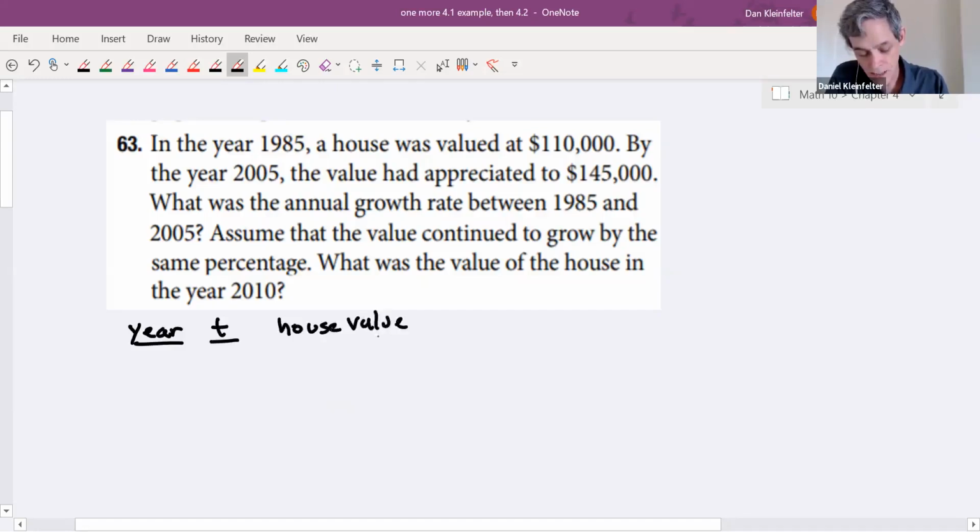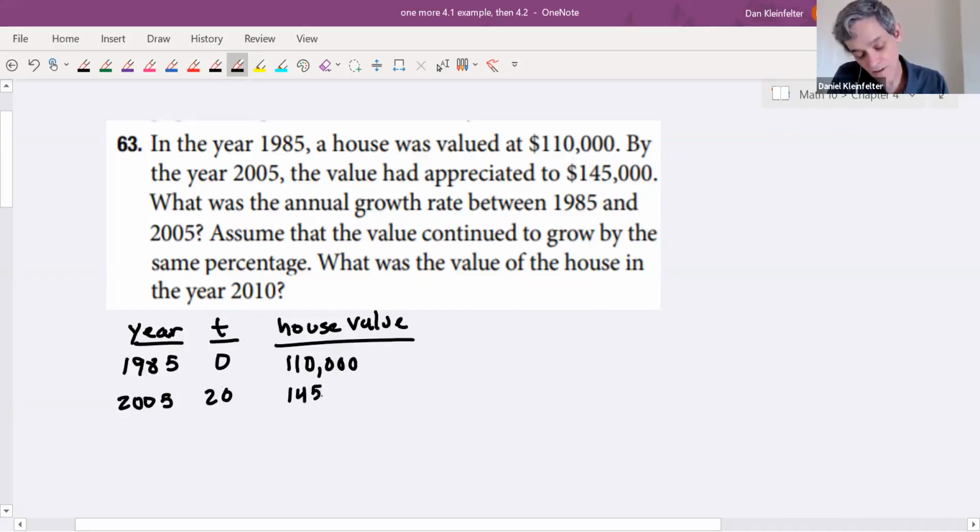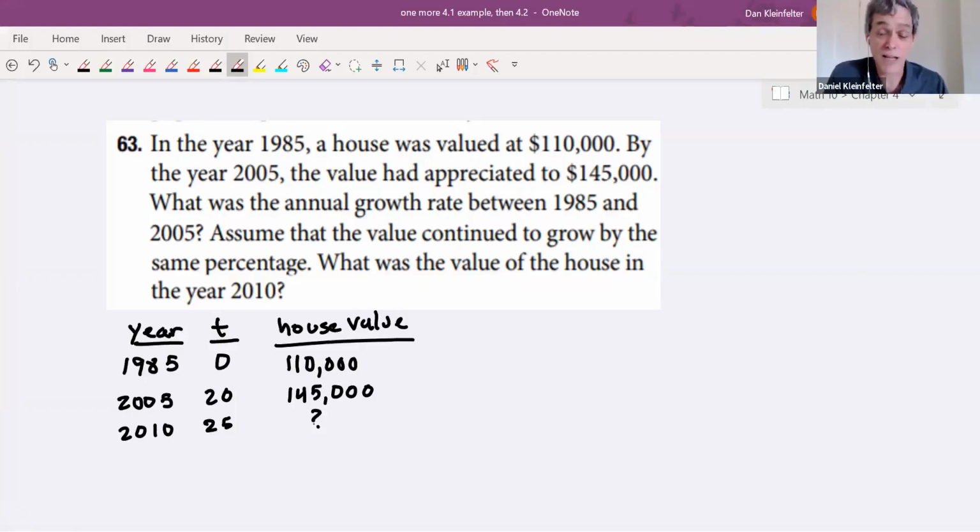And so in 1985, we'll make that our year 0. The value of the house was 110,000. And then in 2005, that'll be 20 years later, right? The value of the house is 145,000. And then by the year 2010, which would be year 25, we don't know that value, and we're going to try to come up with a formula we can use to figure out what that value would be.